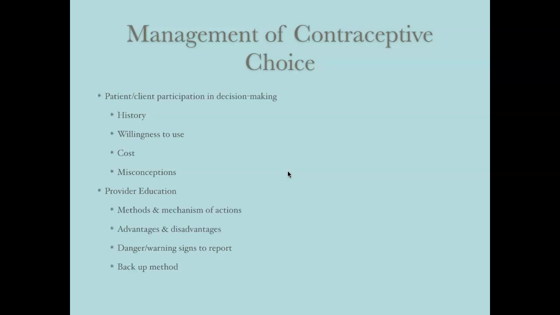When we're looking at choices of contraception, as with any healthcare that we're going to provide to our patients or clients, we want them to be a participant in their decision making. And so in order to help them and to assist them make an informed decision, not only are we going to get that history we talked about, but we also want to know from them what the willingness to use.